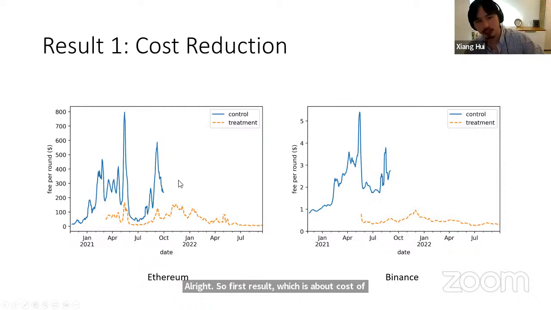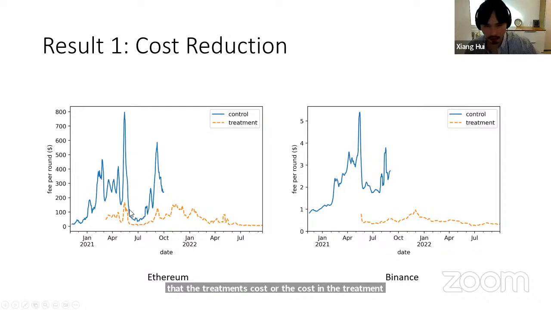Okay. All right, so first result, which is about cost of using the system. So this graph pretty much says it all, right? On the y-axis, we have the average fee per round, and we plot that against date for the control system in the solid line and the treatment system in sort of the dashed line. And the left graph is for the Ethereum blockchain, and the right graph is for the Binance blockchain. So you see that for both graphs, it's pretty obvious that the cost in the treatment method is much lower than that in the control method.